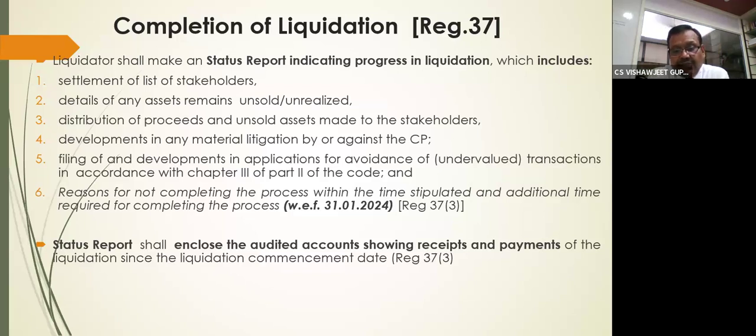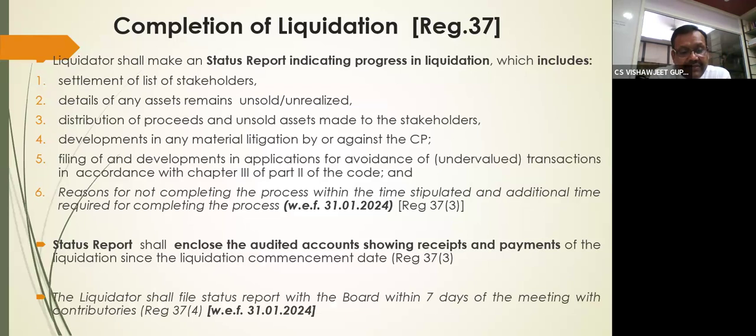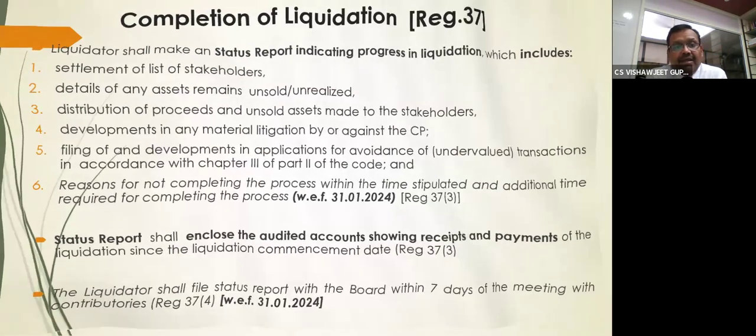The status report shall enclose the audited accounts showing receipt and payment of the liquidation since the liquidation commencement date. So the audited accounts showing receipt and payment since the liquidation commencement date are required to be annexed. The liquidator shall file the status report with the Board within 7 days of the meeting with the contributories. So it is the duty of the liquidator to file the status report within 7 days to IBBI.